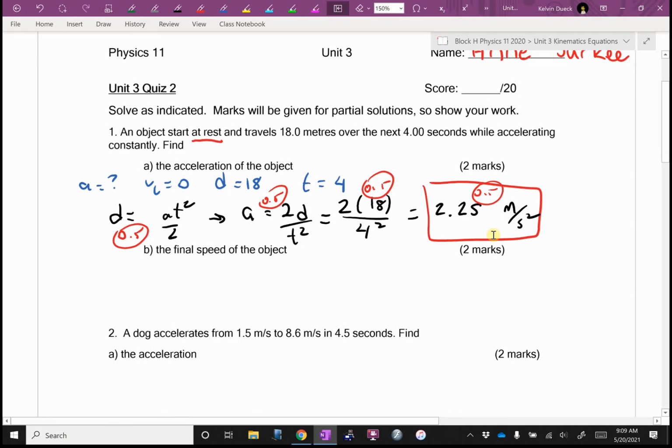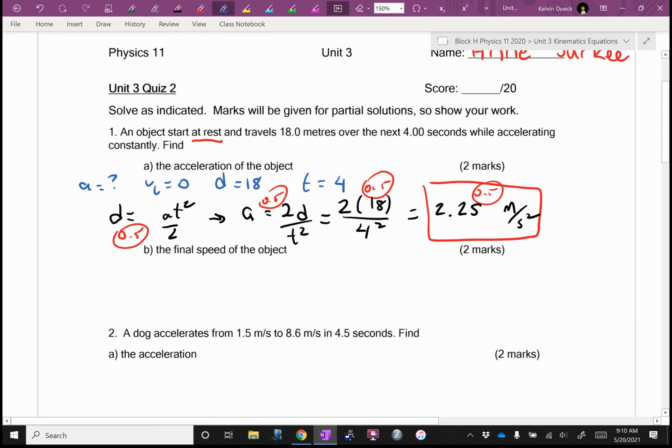Final speed of the object. One way to do b would be to use this. Now, the only risk with that is I'm using my answer from a to find b. If you feel like it, go ahead, as long as you know you got a right and you're confident. So I wouldn't take marks off, especially because vi is 0, if you just said, oh, it's going to be 2.25 times 4, which I'm pretty sure is 10? Yes? 9? Yeah? 9? Okay.